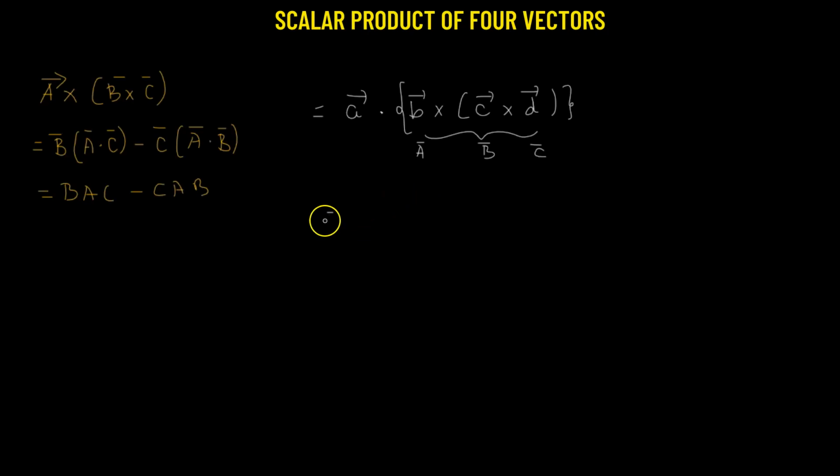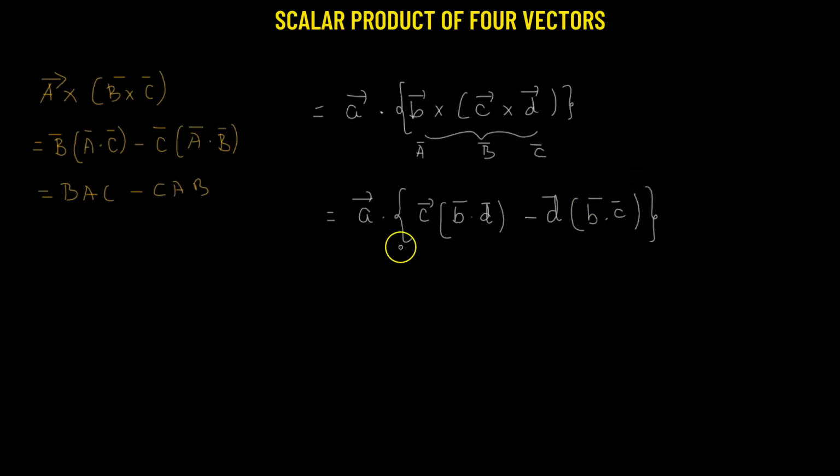Now let's apply the back cap method. So we have B, so this will be C vector multiplied by the dot product between B vector and D vector, minus D vector times B vector dotted with C vector.